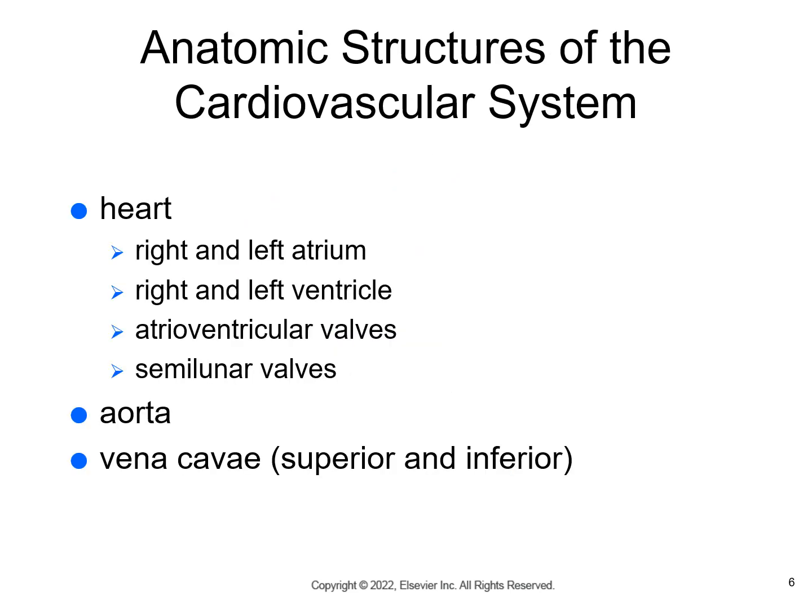So we just talked about all of these, but the heart contains the right and left atrium, which are on the superior portion of the heart, the right and left ventricle, which are more inferior in the heart, the atrioventricular valves, which are the tricuspid valve and the mitral valve, and the semilunar valves, which are the pulmonary valve and the aortic valve. We also saw the aorta carrying oxygenated blood to the body, and the vena cava, both superior and inferior, bringing deoxygenated blood back to the heart.